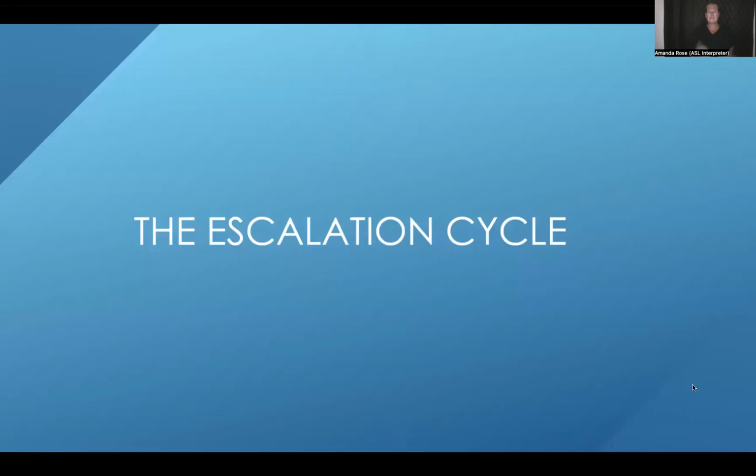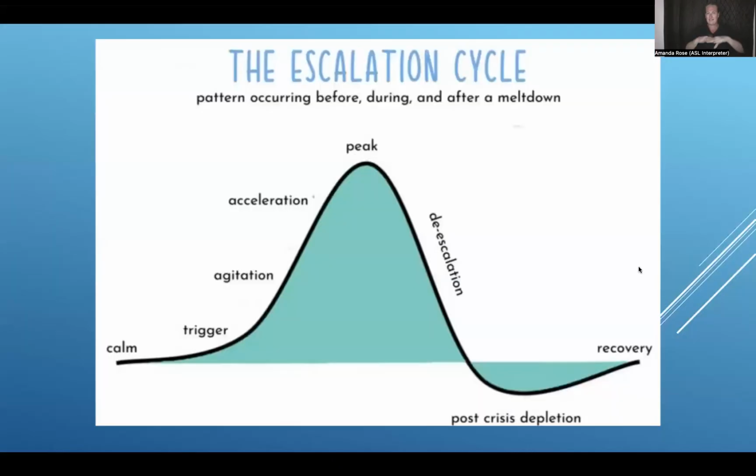So now we're going to go into the escalation cycle. Some of you have shared your kiddos' behaviors that you see at home, what those look like. We're going to go through the steps of the cycle of escalation. This is a pattern of behavior occurring during and after a meltdown. We all have our own escalation cycle for a behavior, and we're going to discuss the steps in it.